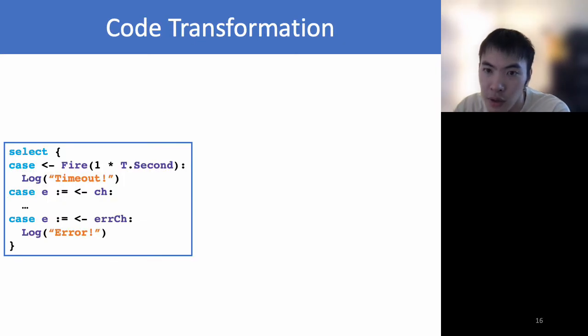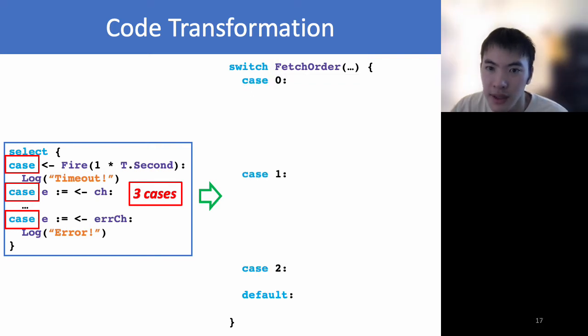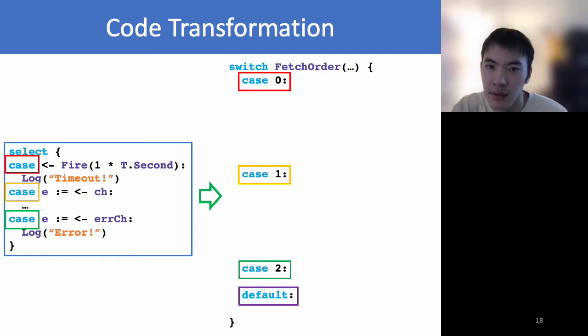GFAS conducts code transformation to enforce a given order. GFAS replaces each select statement with a switch statement. Function fetch order decides which case to prioritize for this select based on the input order. For a select with n cases, we replace it with a switch with n cases and a default clause. The ith case of the switch is to prioritize the ith concurrent message waiting for the select. The default is used when no order is specified for the select.